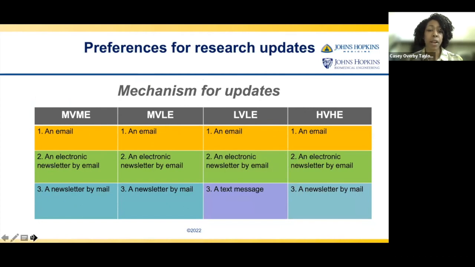Looking at mechanisms for updates, there were four options here. The top choice for updates was a little bit of a surprise. The top mechanism was email, where we internally felt that text message might have been higher across the board. But we had email and electronic newsletter by email as the top two for all of these. And then the third was a newsletter by mail for three of the groups and text message for one of the groups.